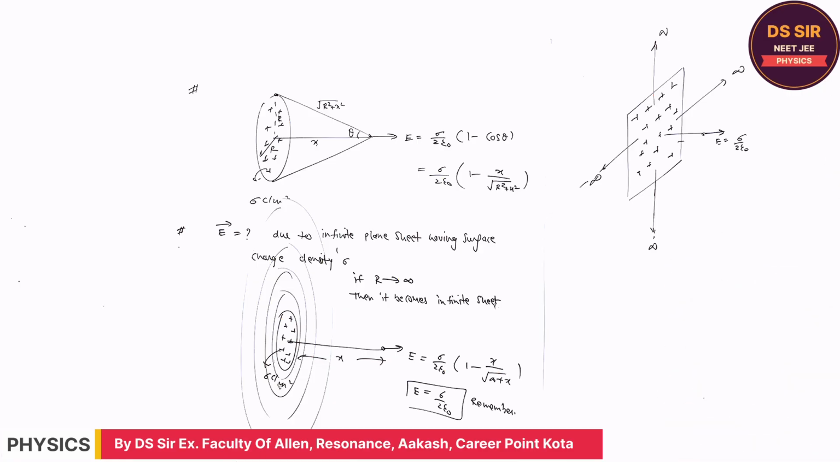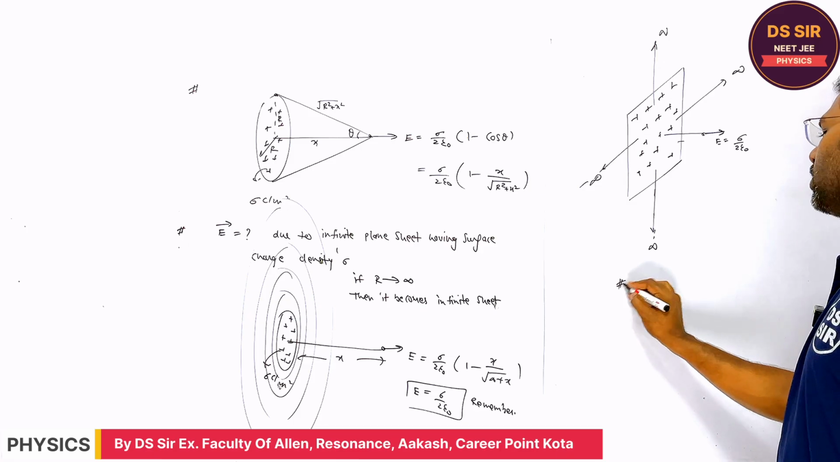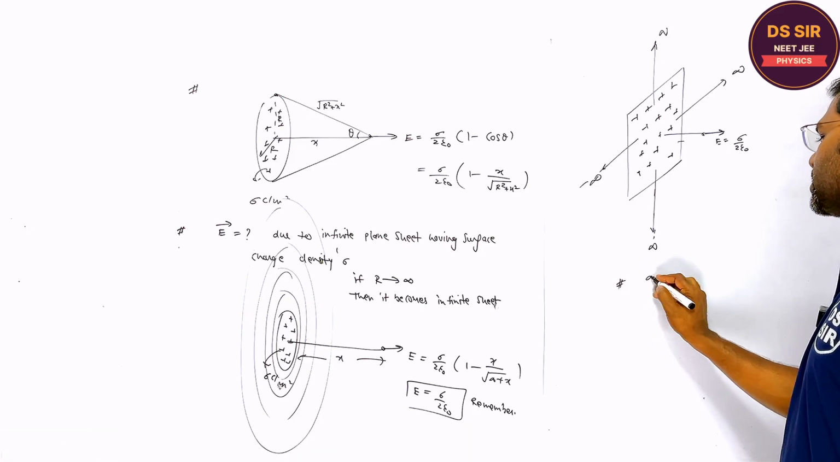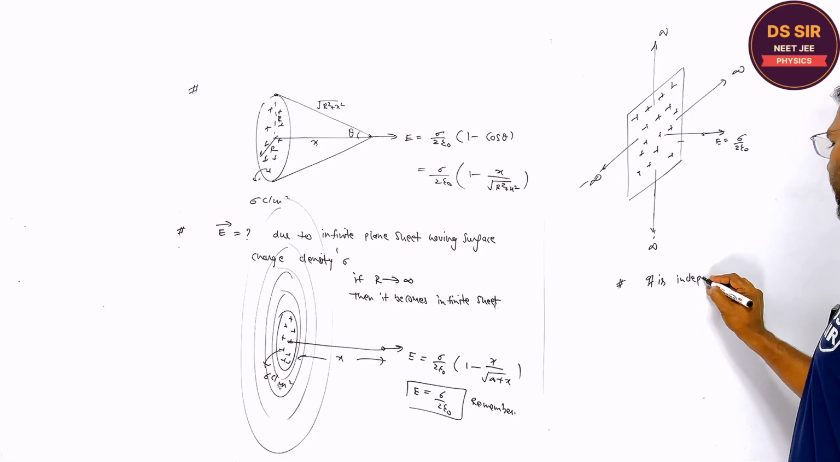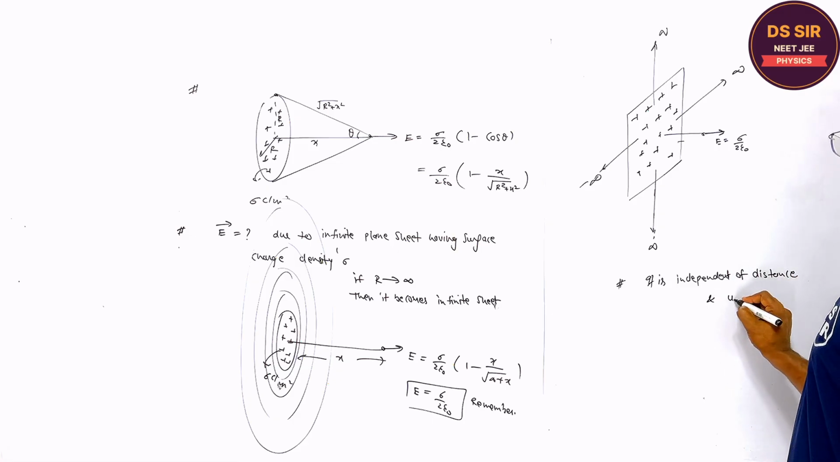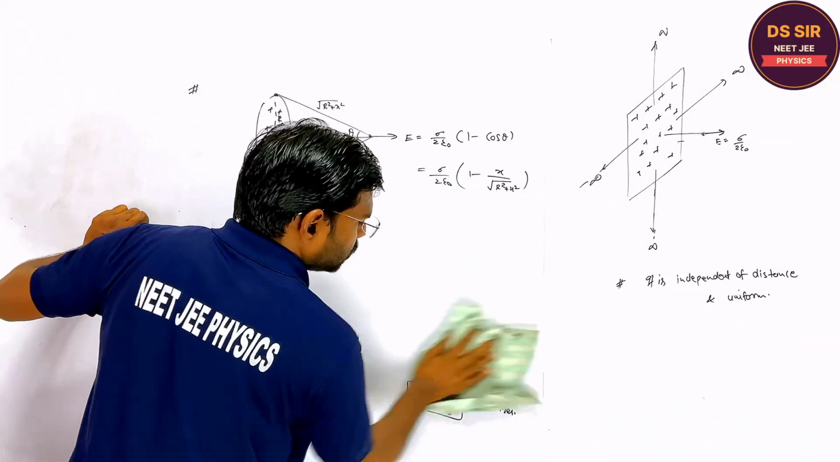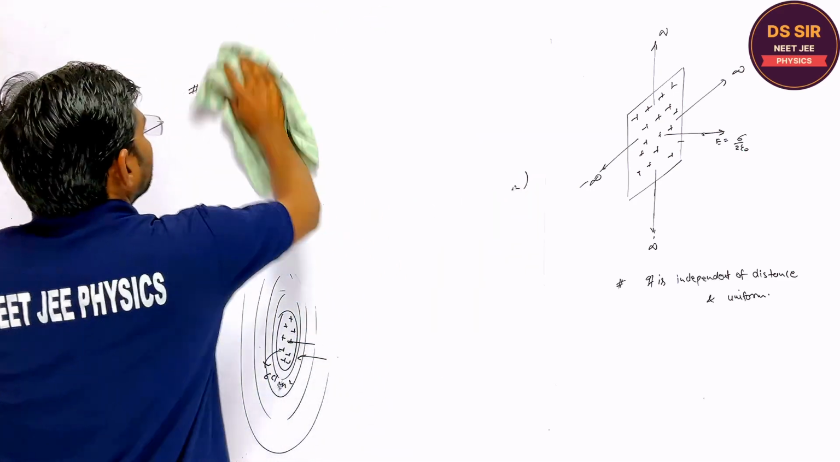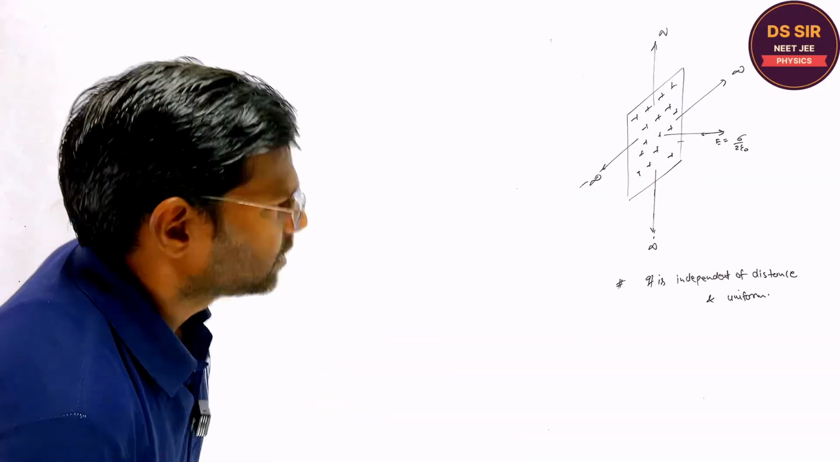Copy this. So this is the electric field due to the infinite sheet. You can write one more point: it is independent of distance, and it is a uniform electric field. I'm making the figure due to this circular and the infinite sheet.